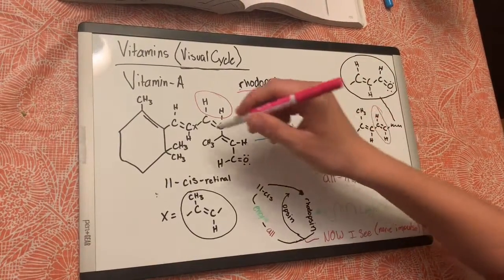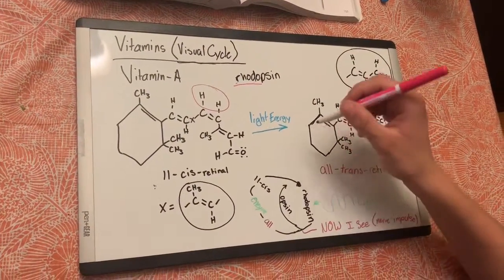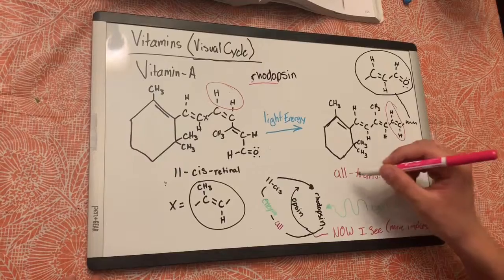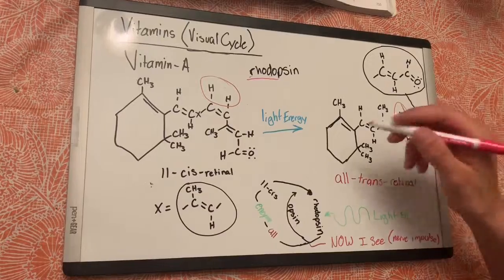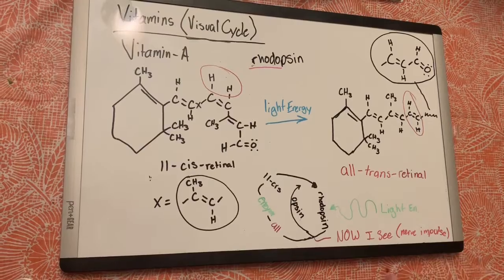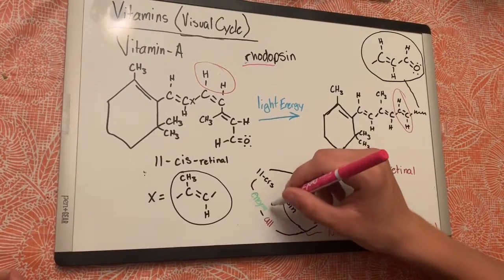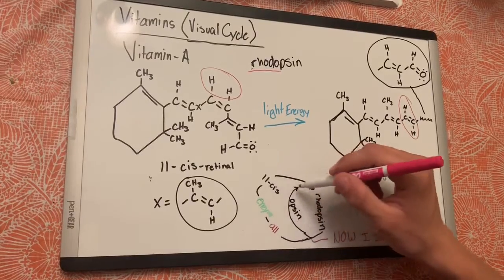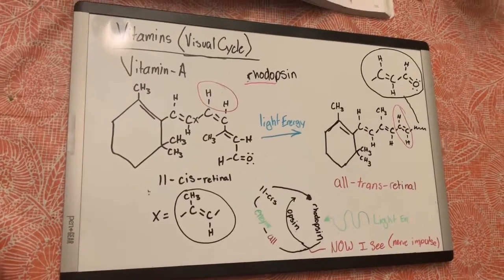And so basically what's going to happen is this 11-cis-retinol is bonded tightly with opsin, and then when light energy comes through, it's going to change the isomerization to all-trans-retinol. So you can see they alternate now instead of being the same. And then this is going to dissociate from the opsin, and then this dissociation is going to cause a nerve impulse, which will help you to see. And then basically an enzyme is going to convert the all-trans-retinol back into 11-cis-retinol, and then it binds back with the opsin, and it happens all over again. So this is the visual cycle.